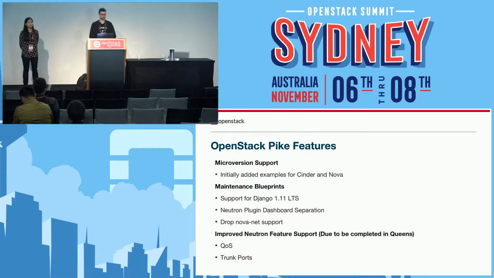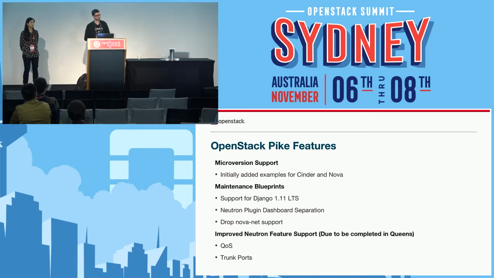We added support for the next Django LTS, which I think has got security patches and other support now until something like 2020. So that was pretty key for us. And we also dropped NovaNet. NovaNet's been deprecated since pretty much as long as I can remember, and we finally dropped support for that and started to kick out some of the workarounds and things like that that we had to make it work.